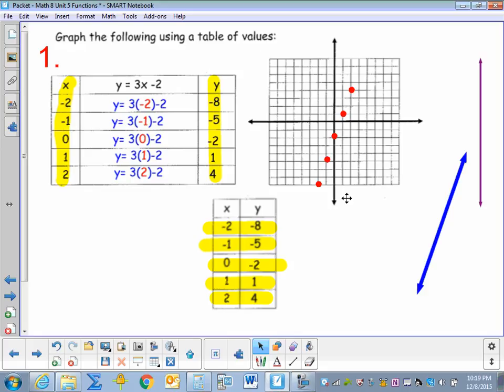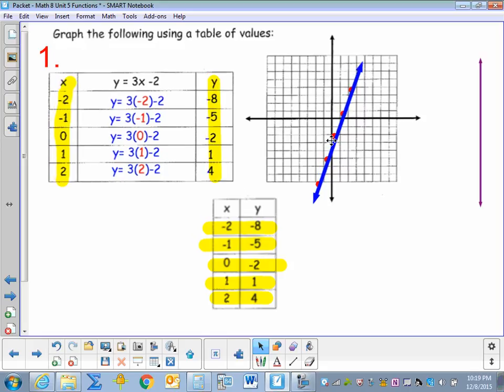And this is what it should look like. Now we're going to connect those points. We're going to draw a straight line using a straight edge. We're going to put 2 arrowheads on it, and we do have at least 3 points. So go ahead and connect the points. Draw your line.